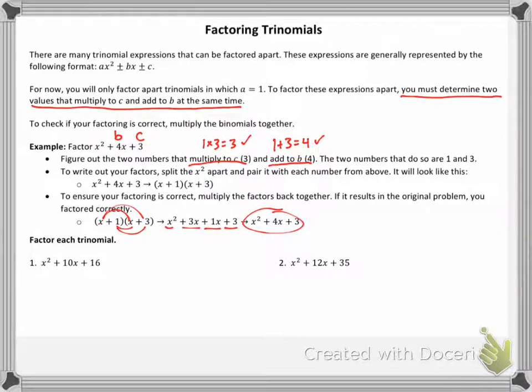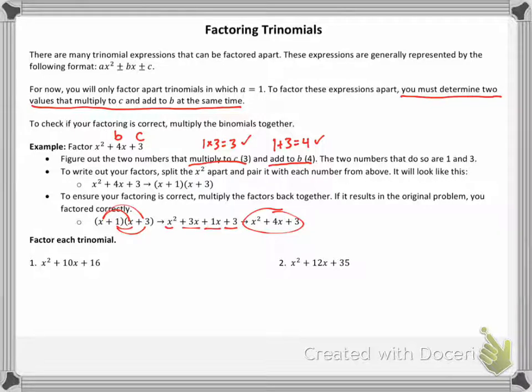So again, you don't necessarily have to show that check every time that you do this or at any point. But if you're not sure if you have the right number combination, again, factoring and distributing are opposite operations. So ultimately, if you're not sure if what you factored is correct, distribute it together and see if it goes back to what you originally had. So what we're going to do as we go through these here is we're going to look at each problem, figure out the same two things: what multiplies to the C number and adds to the B at the same time. Once we do that, we're going to be able to write out our factors pretty quick.